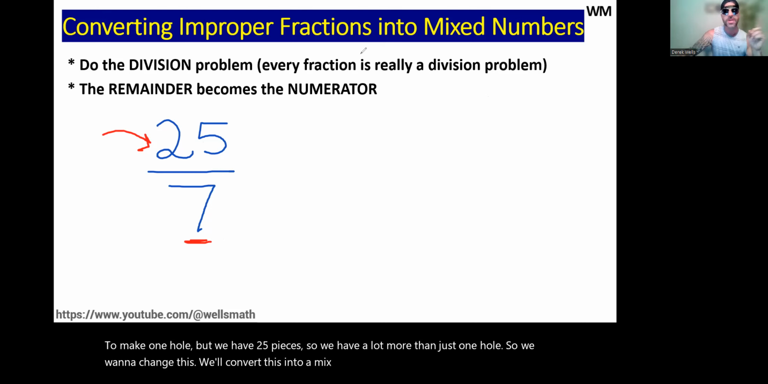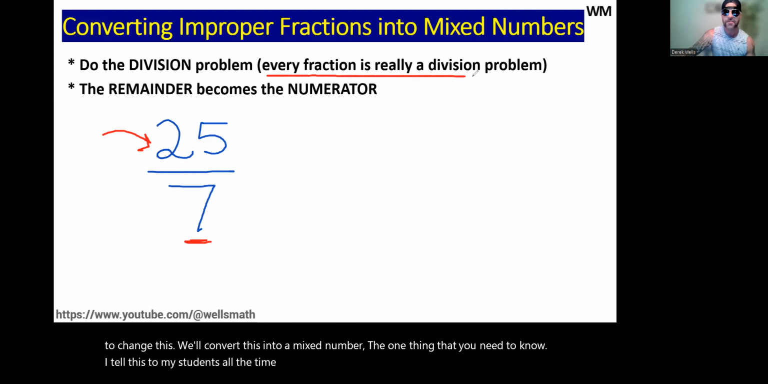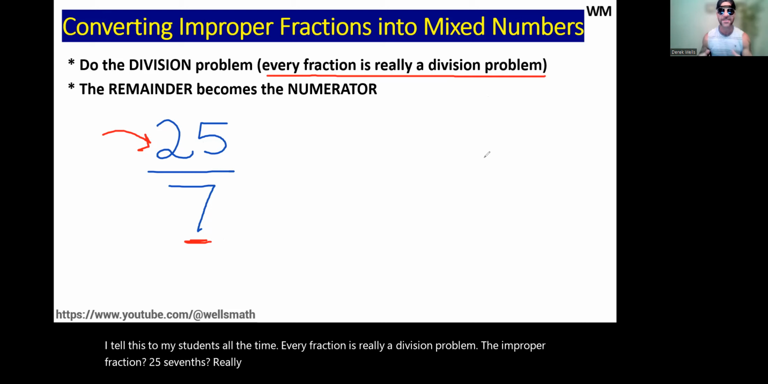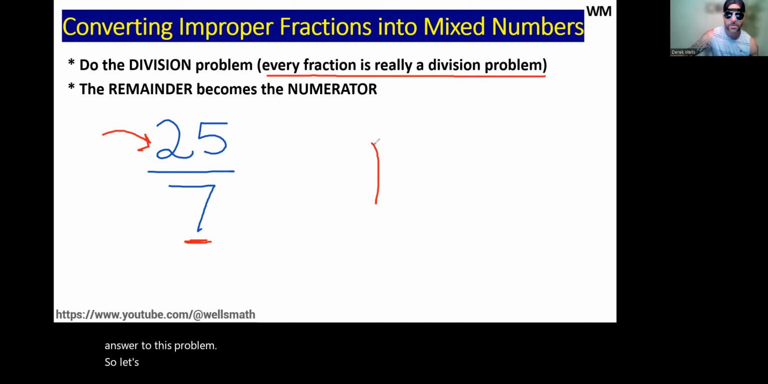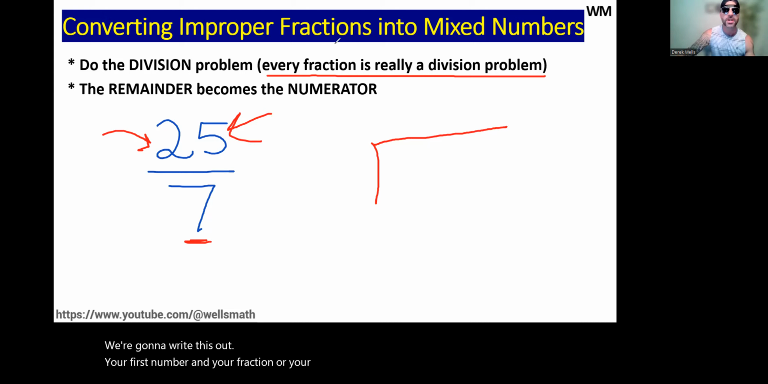The one thing that you need to know, I tell this to my students all the time, every fraction is really a division problem. The improper fraction 25 sevenths really means 25 divided by 7. And that's what we're going to do to figure out the answer to this problem. So we're going to write this out. Your first number in your fraction or your division problem is the number that's going to go inside the house.